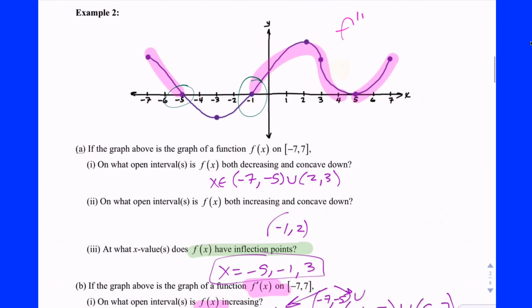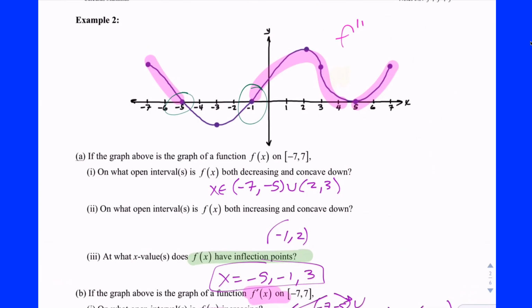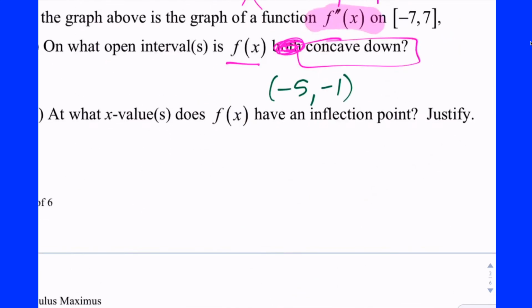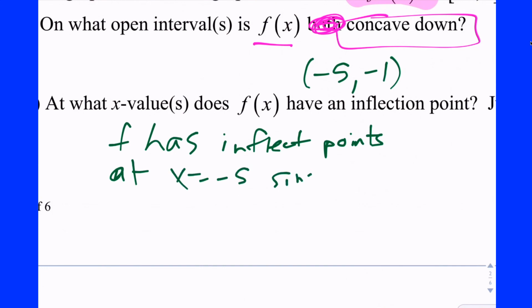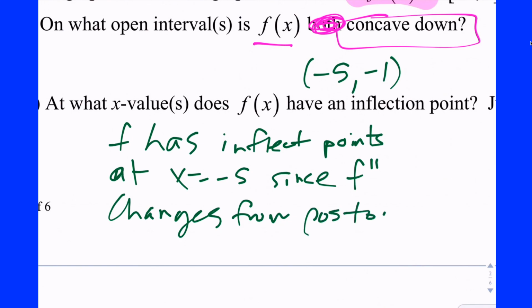Ah, it did! They changed for different reasons, so that's 2 sentences. So let's do -5, okay? F has inflection points or values at x equals -5 since, can we just say f double prime here, or do we have to say the graph of the y values of f double prime? Yeah, just the graph is f double prime. Since f double prime changes from positive to negative at x equals -5. Additionally, it has one at the other one since f double prime changes from negative to positive there.